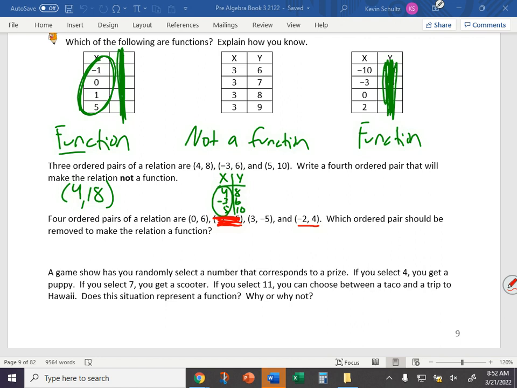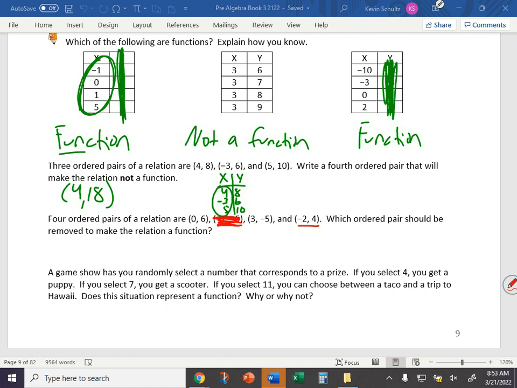Okay. Last one. A game show has you randomly select a number that corresponds to a prize. If you select 4, you get a puppy. If you select 7, you get a scooter. If you select 11, you can choose between a taco and a trip to Hawaii. Does this situation represent a function? Why or why not? Go ahead and think about it. Jot down your own answer.